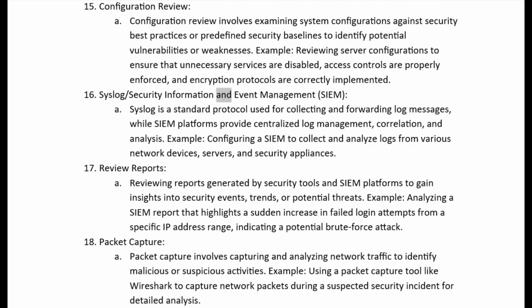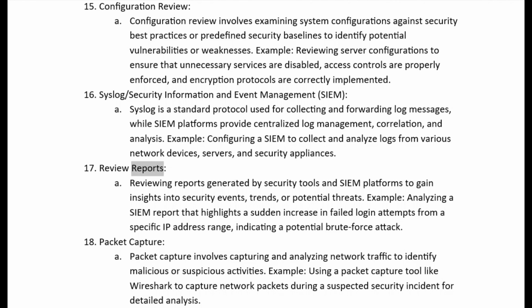Syslog / Security Information and Event Management (SIEM). Syslog is a standard protocol used for collecting and forwarding log messages, while SIEM platforms provide centralized log management, correlation, and analysis. Example: configuring a SIEM to collect and analyze logs from various network devices, servers, and security appliances.